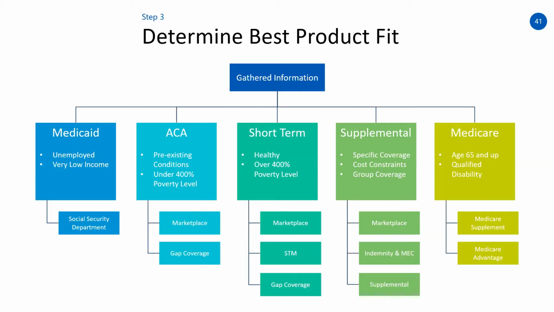Last but not least, we've got Medicare. This is going to be for individuals 65 and up, or those with a qualified disability. With Medicare, we're always going to start with Medicare Supplement and then transition to Medicare Advantage. Today, we are going to focus mostly on these 2 buckets. Most of our business is going to be in these 2 buckets.